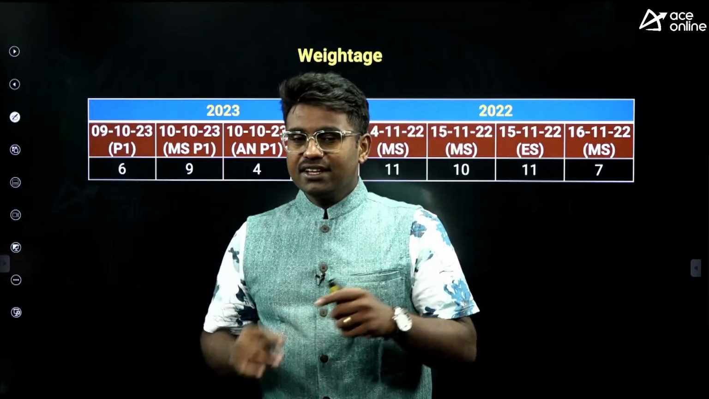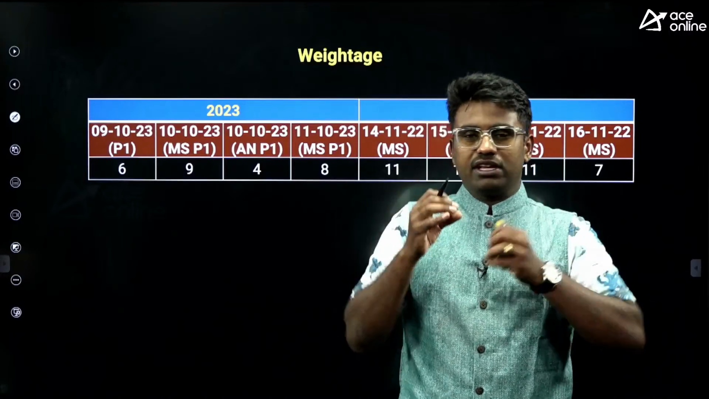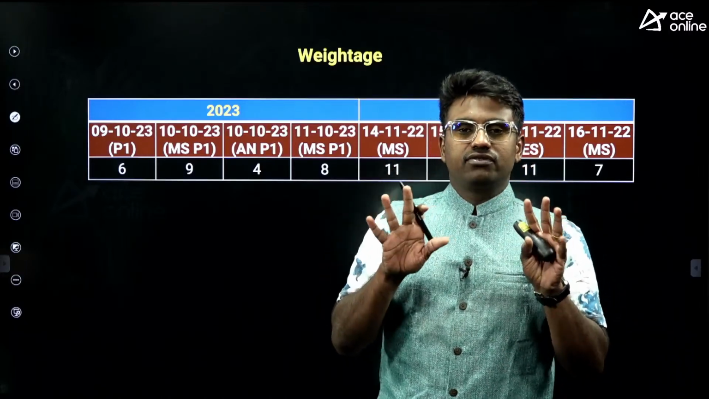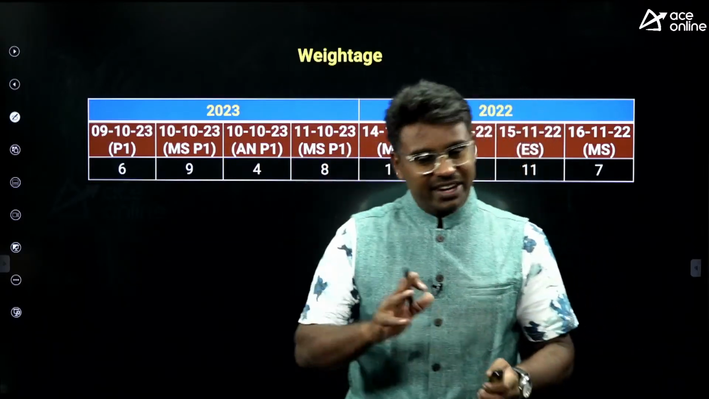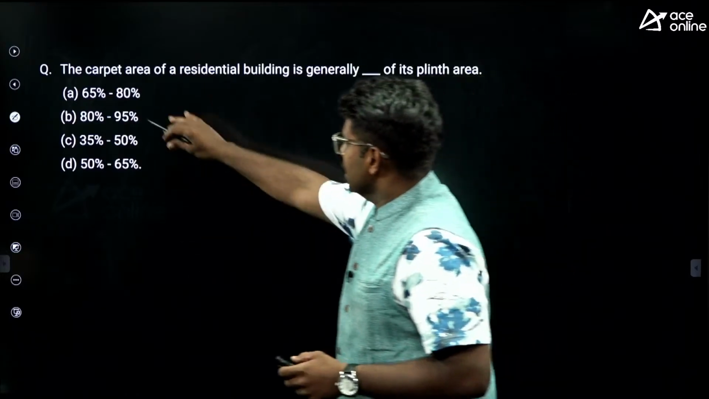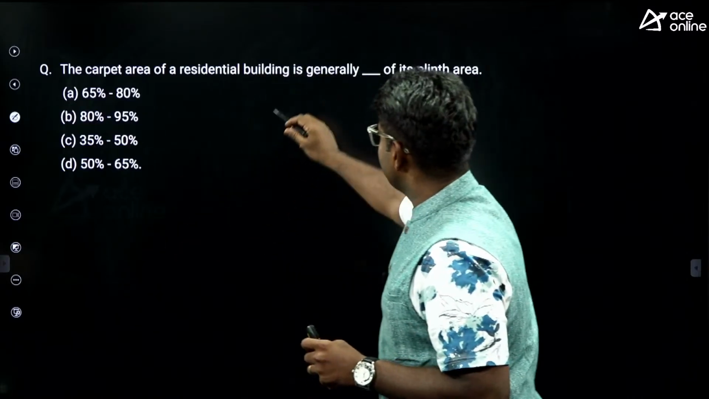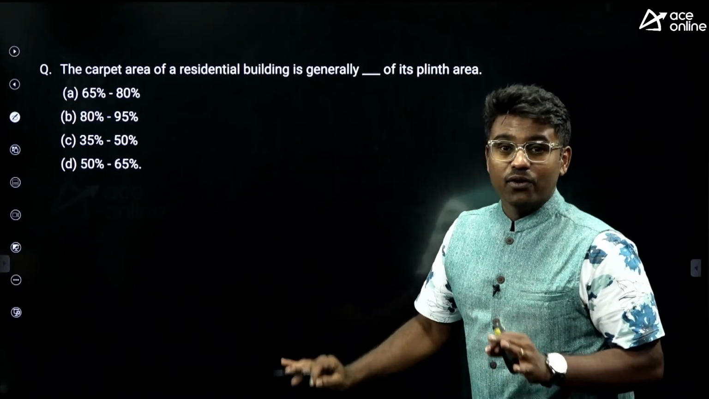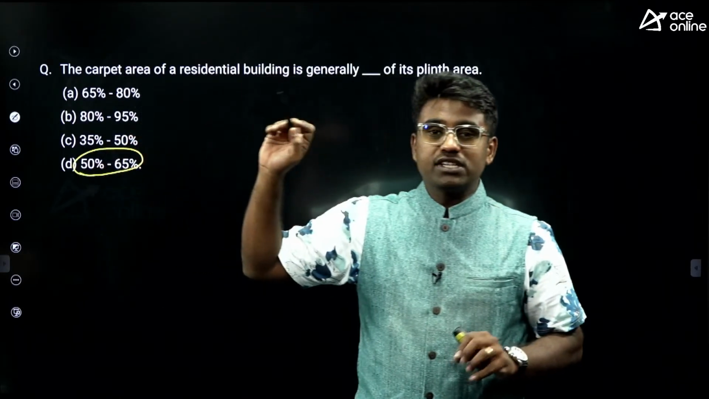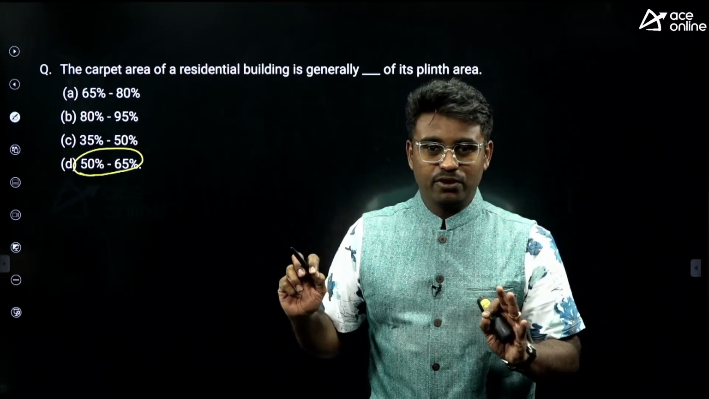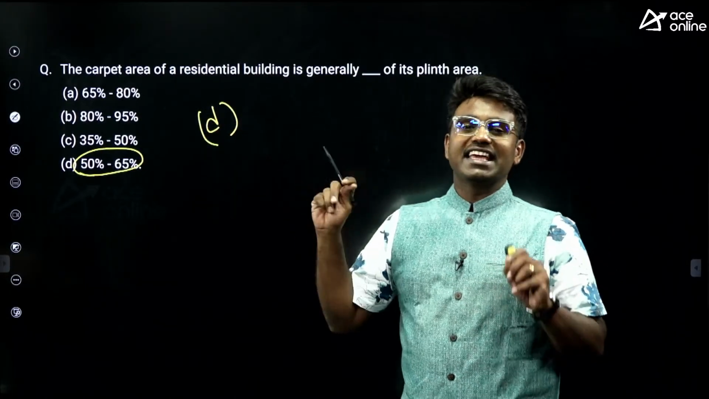Let's see a few of the previous questions, so that by seeing these you feel we could do well for this subject. The first question: the carpet area of a residential building. Please do remember, it is about 50 to 65% of the plinth area.